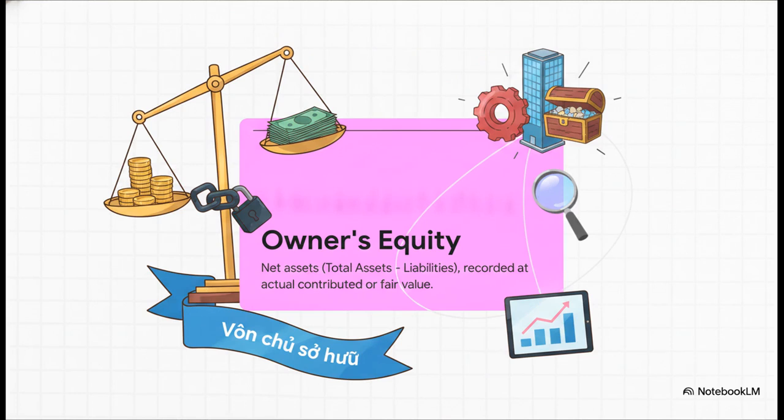Let's start by defining our core concept. Owner's equity, or vốn chủ sở hữu in Vietnamese, is simply your total assets minus your total liabilities. It's the true net worth that actually belongs to the shareholders. Now, listen closely, because the crucial rule of measurement here is that we always record equity at the actual contributed value, not just what was promised in the company charter. Promises simply don't balance the books.